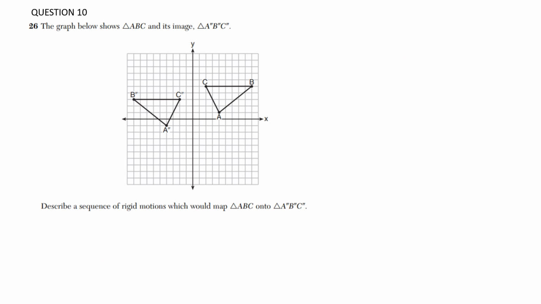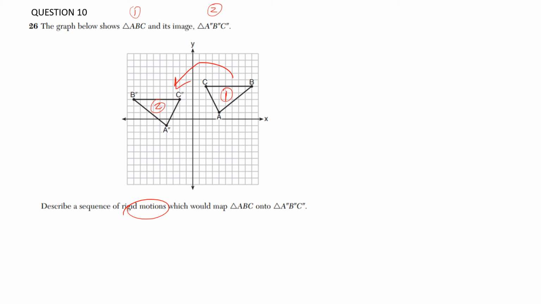The graph below shows triangle ABC and its image A double prime, B double prime, C double prime. Describe a sequence of rigid motions which would map ABC onto A double prime, B double prime, C double prime. Okay, so let's make sure we know what we're doing. Again, first thing, let's make sure we're reading the question. We're looking at this triangle, we'll call this triangle 1, and we're mapping it to triangle 2. So how do you get from here to here?